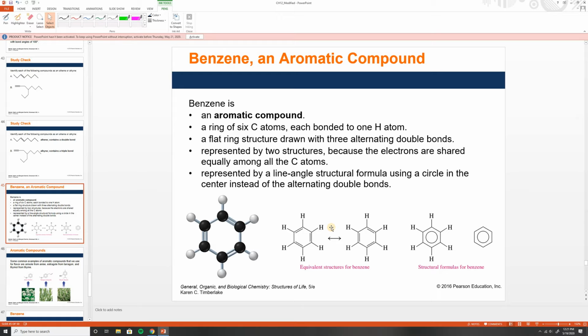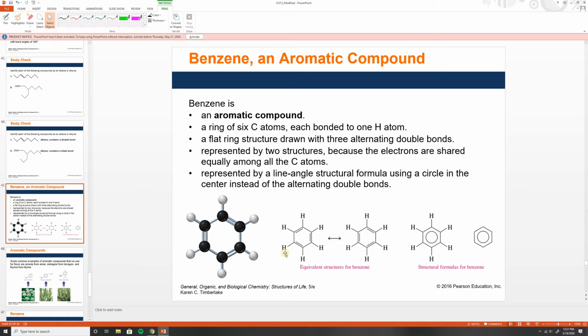The reason why I'm going over aromatic compounds is they're important for a lot of things. One, in the name aromatic, aroma means they have a smell. And aromatic compounds do have specific smells, as we're going to see in the next slide.